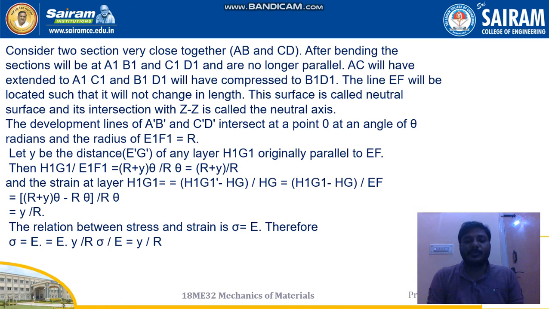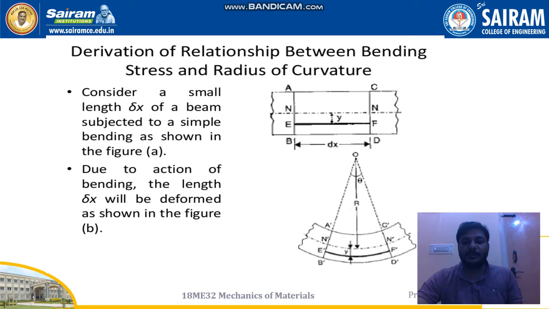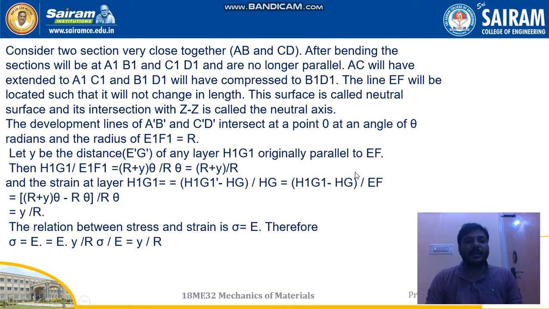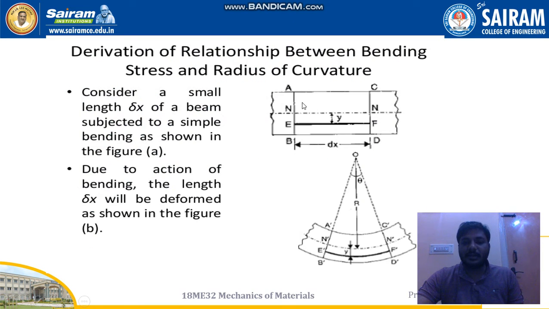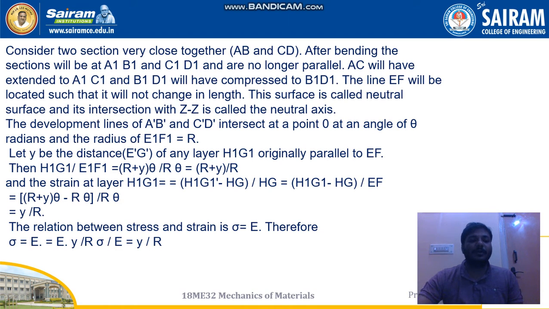So what happens with these development lines, A dash, B dash, C dash and D dash, is that all these points intersect at point O, where you can see at point O. At the point where they intersect, the angle is theta radians, and the radius E1 F1, that is E and F, will be equal to R. R is nothing but the radius of curvature, that is the deflection which takes place when we apply the load.